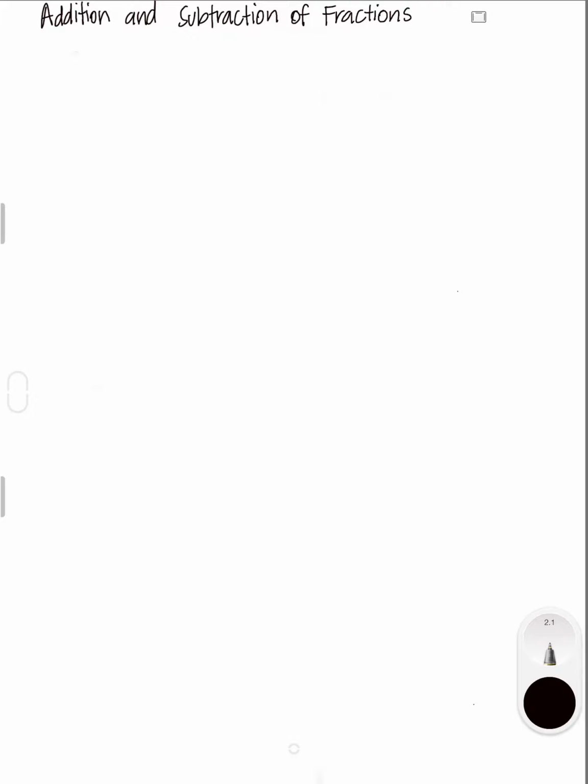So before I begin going over examples about addition and subtraction of fractions, I want to mention that for a lot of people, adding and subtracting fractions is more difficult than multiplying and dividing.